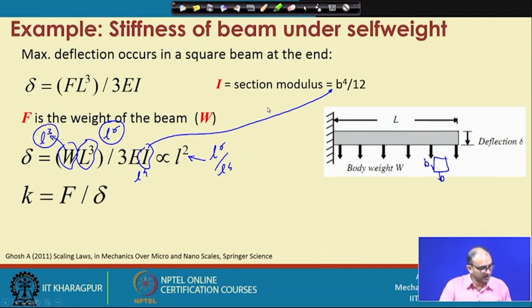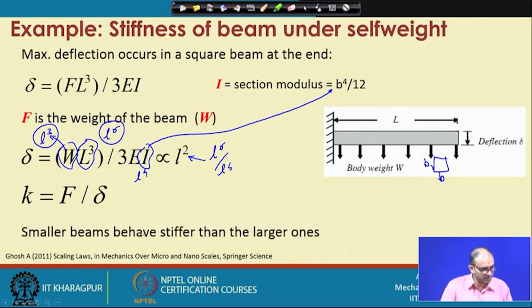And we have the stiffness, that is force divided by deflection, and this will scale like that. So, a smaller beam behaves stiffer than the larger one. Now consider this K is here. Your delta is here, delta will be in the denominator. So, K is proportional to L raised to minus 2.